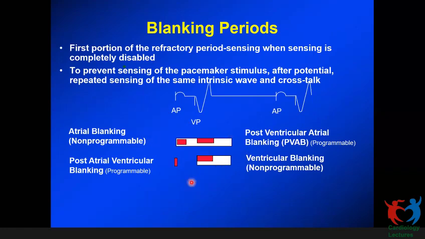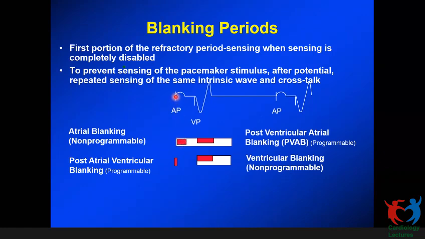You need to mentally have a picture of this one if you want to easily troubleshoot. This is all you need to keep in mind, in addition to the timing cycles. On a pace, it starts an AV interval in terms of timing cycles, and that we said is a refractory period in the atrial channel. The first portion of that is the blanking period, that's in the atrial channel.